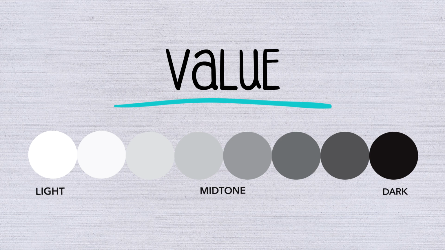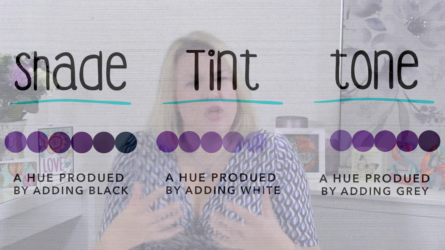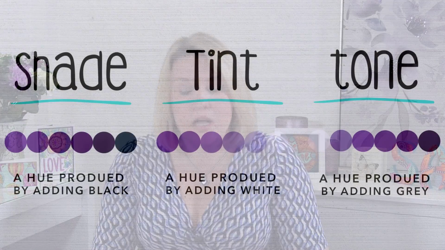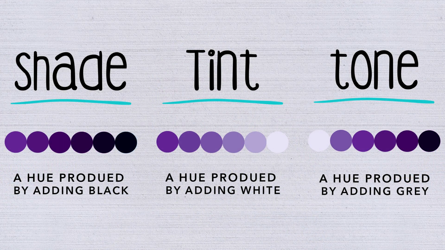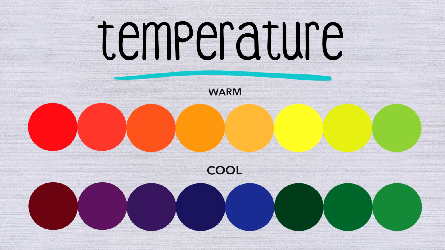Within the value, you might hear people talk about shade, tint and tone. As an adult colourist, I don't think you're going to need to worry about these too much. It's more for an artist or for people who are into painting. But a shade is a hue or a colour produced by adding more black. A tint is a hue produced by adding more white. And a tone is a hue or a colour that's produced when you add more grey. So that's more for artists and mixing colours, but if you ever hear about them, I wanted you to be familiar with the terms.